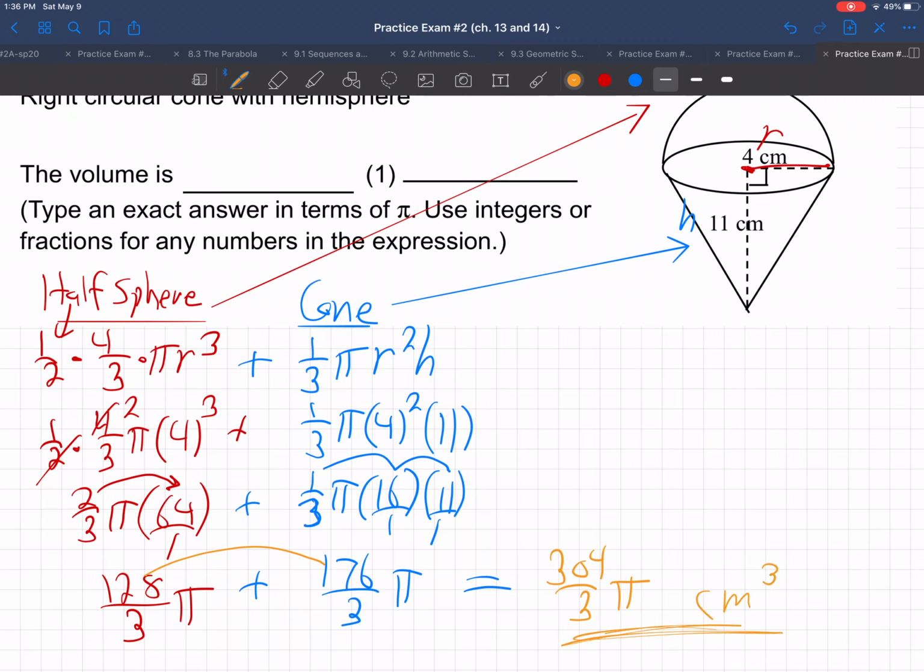And the units? Cubic centimeters, because volume is cubic units. We're actually saying how many little cubes, if you can picture, could we fit in there to fill up that volume? We're saying this many cubes.